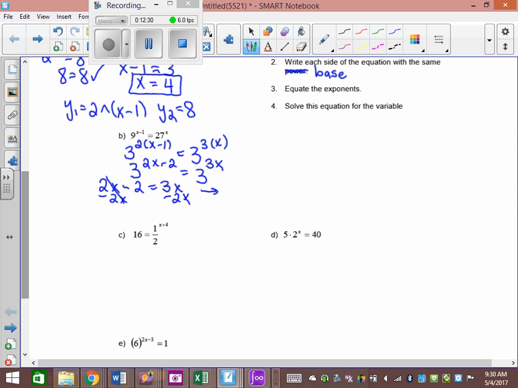And I'm going to get negative 2 equals x. Then I'm going to check it algebraically. 9 to the negative 2 minus 1 equals 27 to the negative 2. 9 to the negative 3 equals 27 to the negative 2. What's 9 to the negative 3?